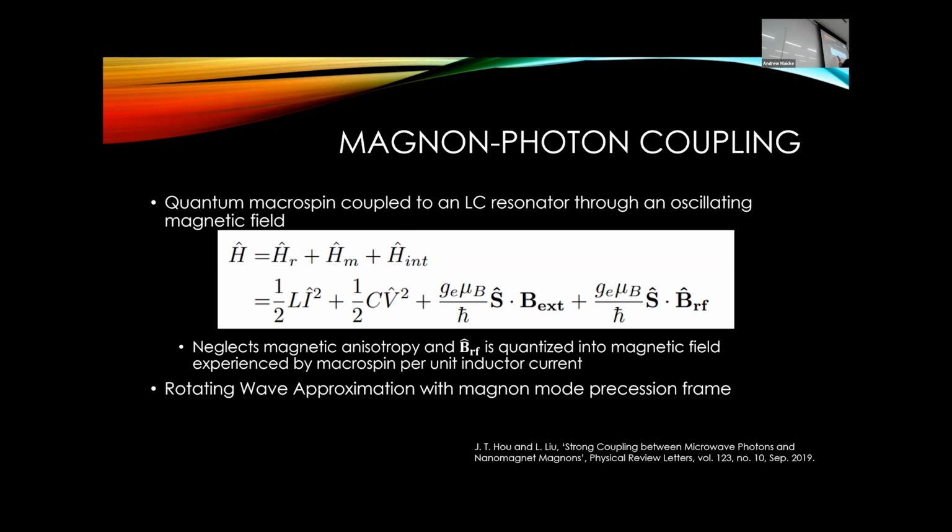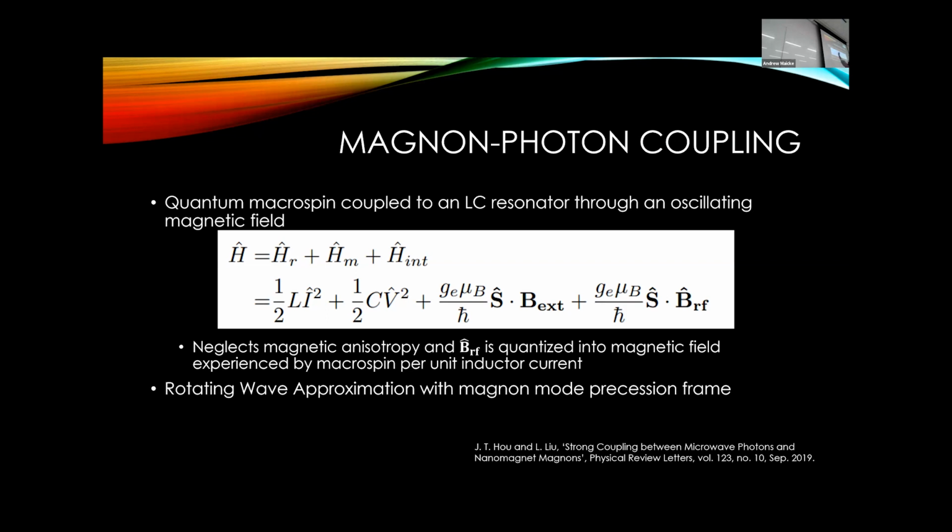Our second term is our magnon internal energy, which is described by this term right here, where B external is the external magnetic field that you apply. And then this last term is our interaction term between our magnon and our superconducting circuit, which is given by this factor right here. This is a very simple Hamiltonian to describe how you go about writing these systems. This one specifically neglects magnetic anisotropy. And just as a note, this B_RF is a quantized magnetic field that depends on your unit of inductor current for each macro spin in your magnon.